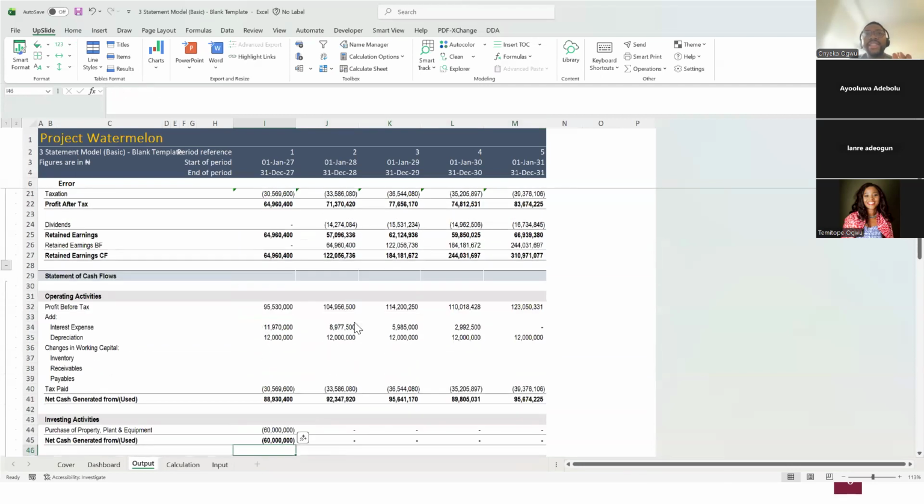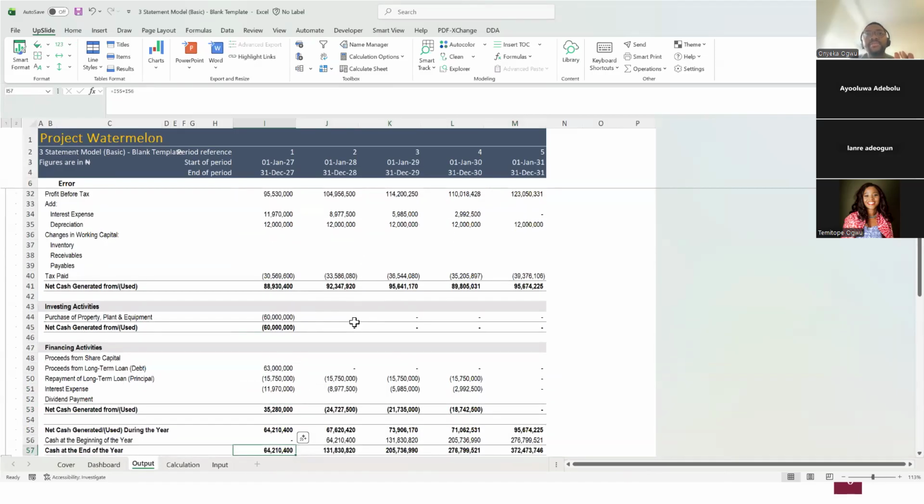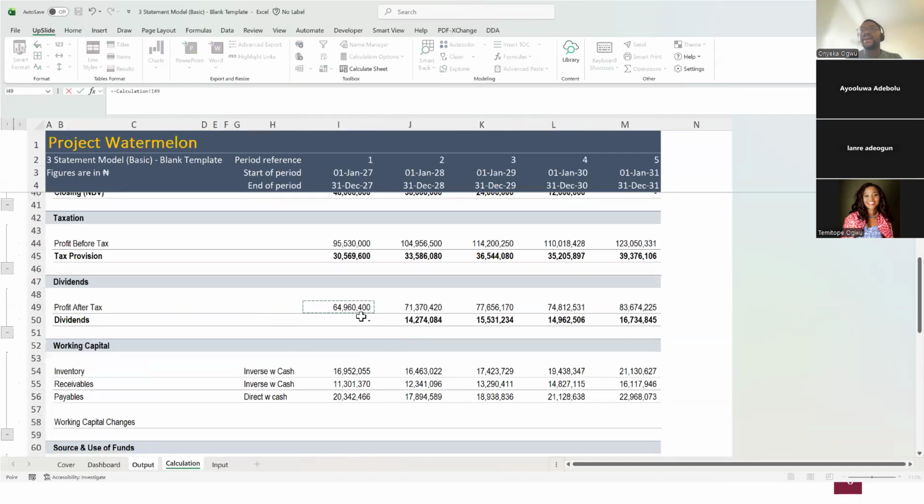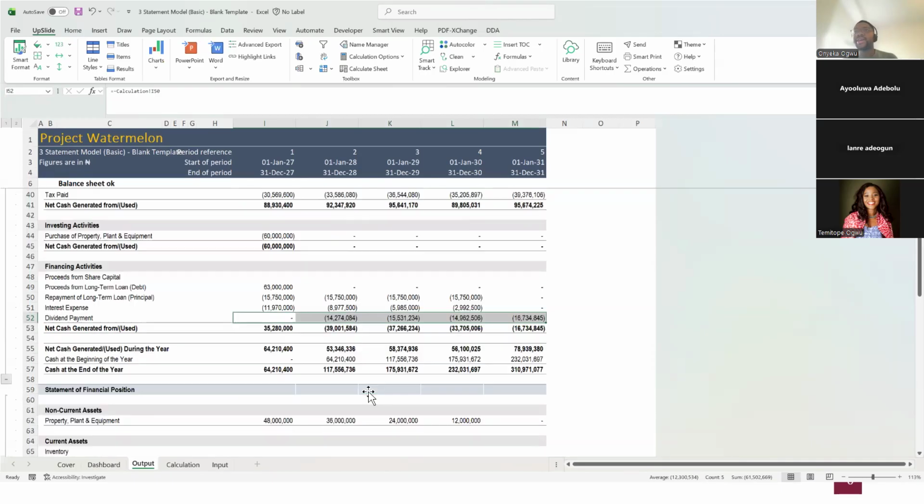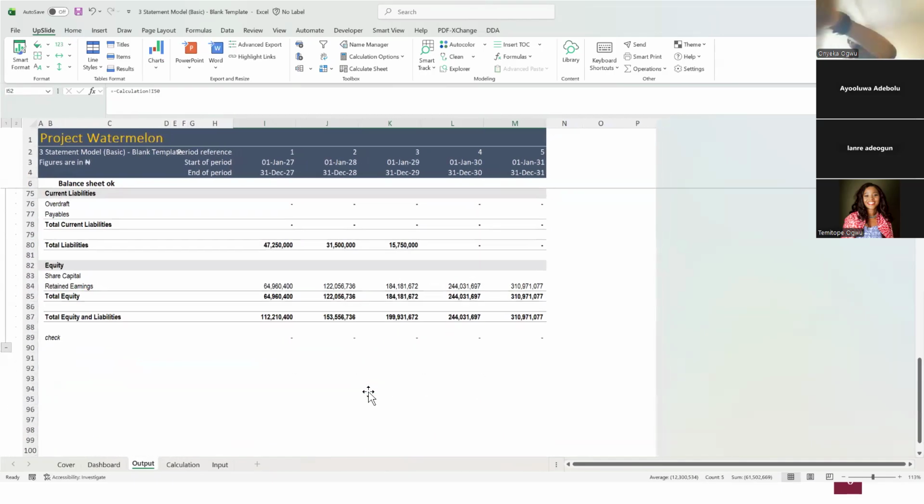Now we do dividend in cash flow. Now dividend, when we're paying dividend, is money coming or going out for cash flow? Going out, so it's negative, right? So for dividend, it is here, right? And you can see that the check is okay.